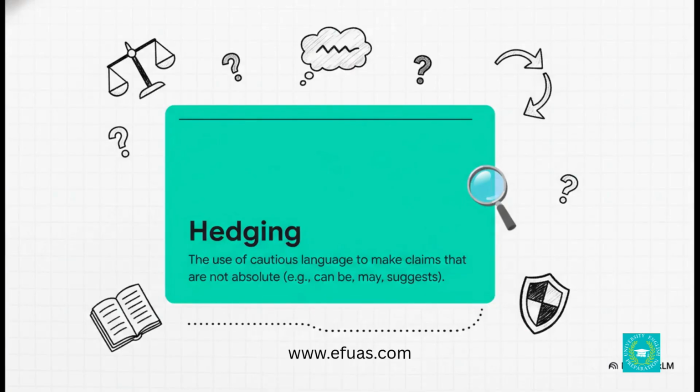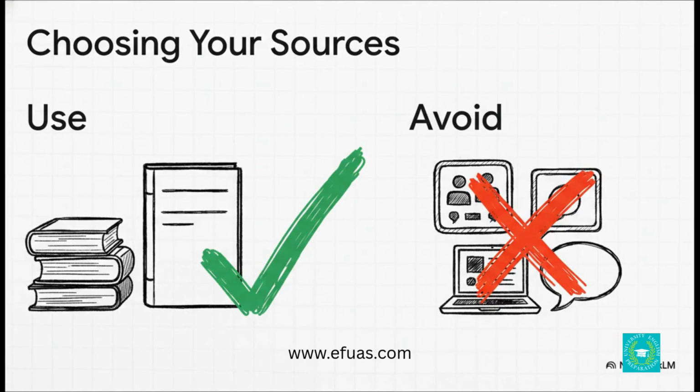There's actually a name for this technique. It's called hedging. Now, this isn't about being weak or unsure of yourself. It's actually about being precise and honest. Using words like may, suggests, or appears to is a sign that you're a careful and credible writer. Now, this one is huge. Your argument is only as good as the evidence you use. As a general rule, you really want to use academic sources, like journal articles and books from university presses. Try to avoid using sources that are mostly just opinion, like personal blogs or social media posts to back up your claims.